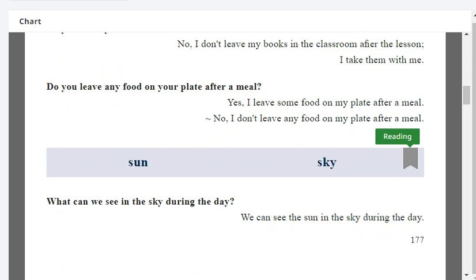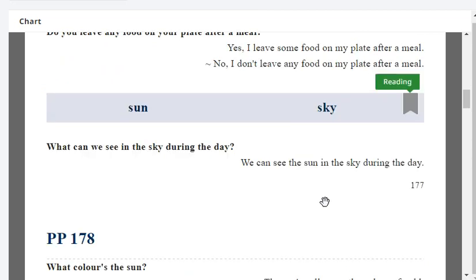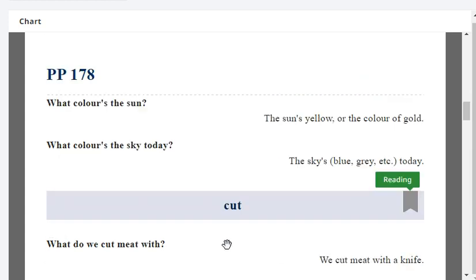Very good. Next, sun, sky. What can we see in the sky during the day? We can see the sun in the sky during the day. What color is the sun? The sun's yellow, or the color of gold. What color is the sky today? The sky is blue today.